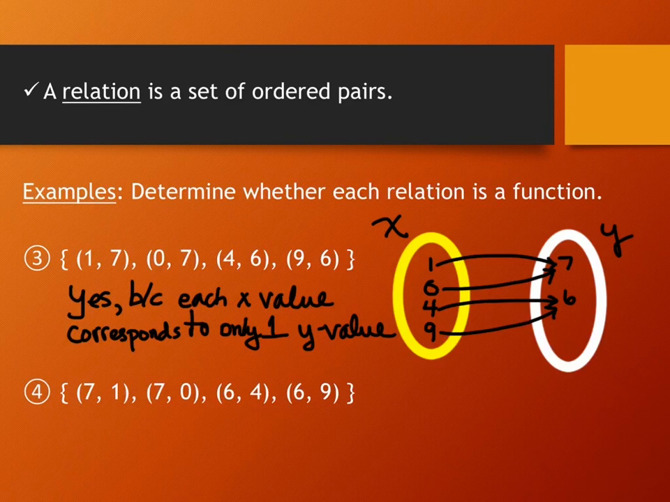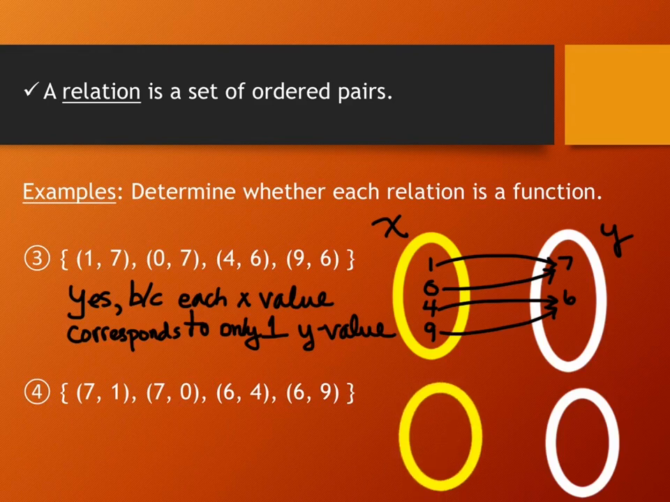Part numbers, what would it have? Number 4. I'm going to draw my circles the same way. We're going to collect our data in an x circle and in a y circle, and we're going to draw our arrows. So my x ordered pairs, let's see, it's 7, 1. So 7 in the x circle, 1 in the y circle.